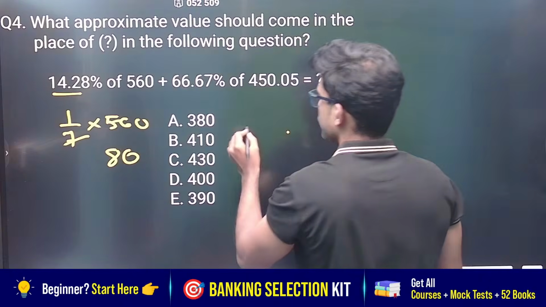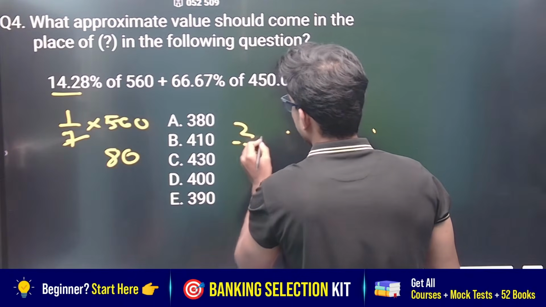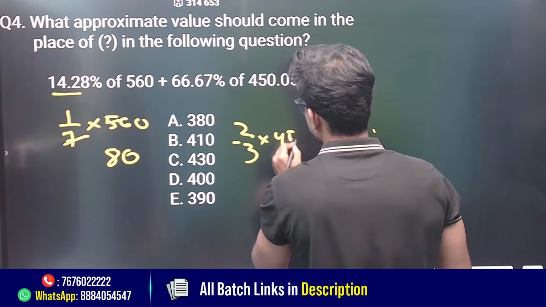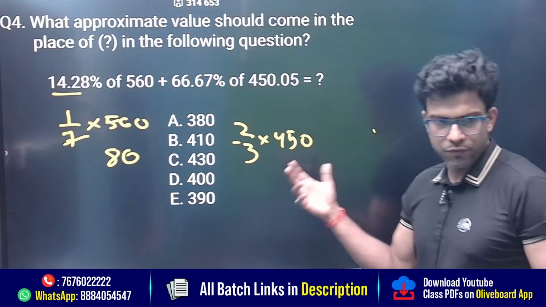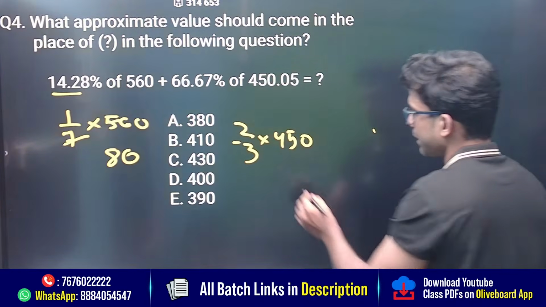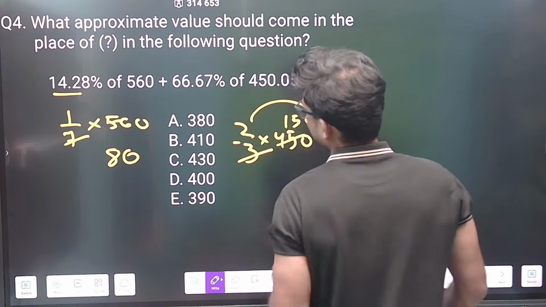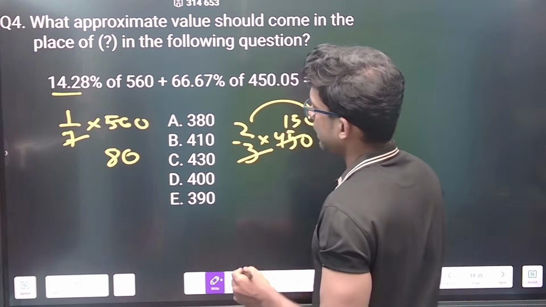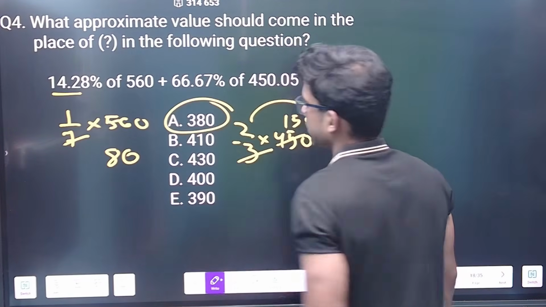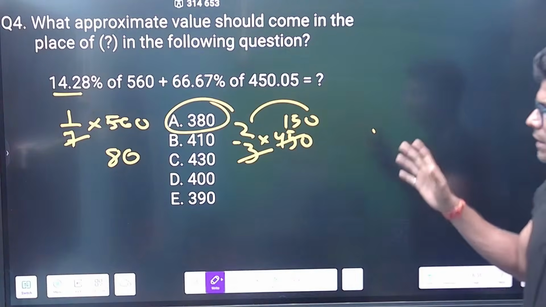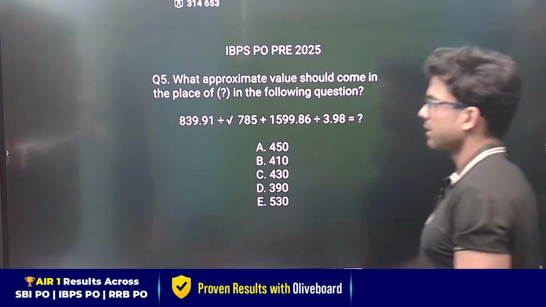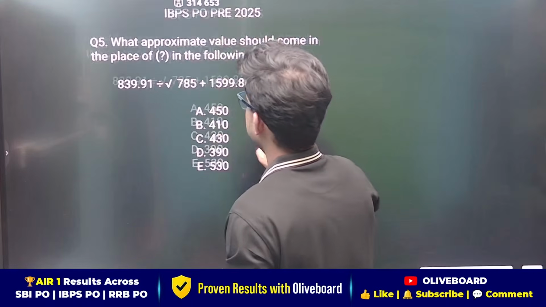And this becomes 2 by 3. Now 2 by 3 of 450. Correct? 2 by 3 of 450 is nothing but, this will go by 1 and 5 and 0. This is again 380. So my answer would be 380. It was quite easy. Again, percentage skills are there. Please solve.